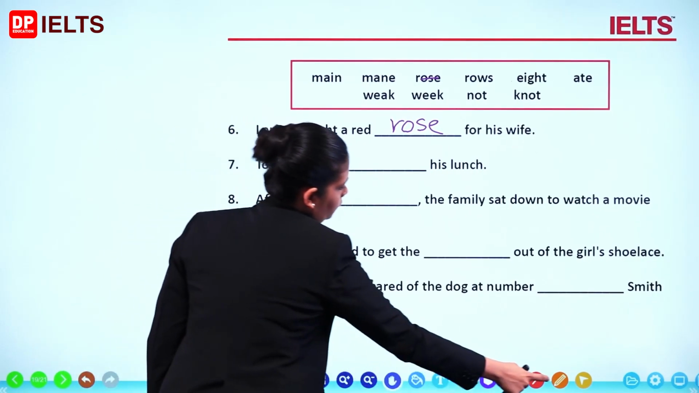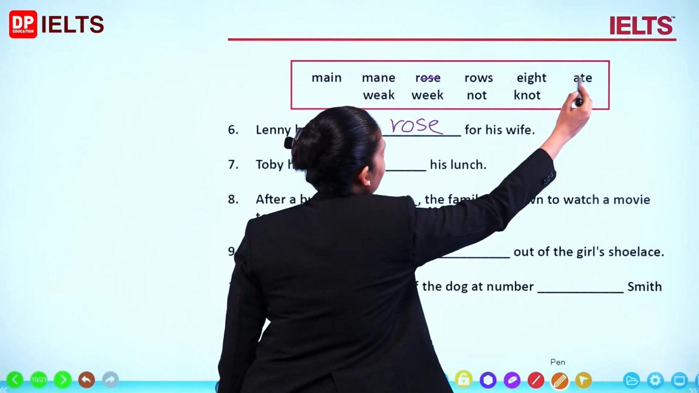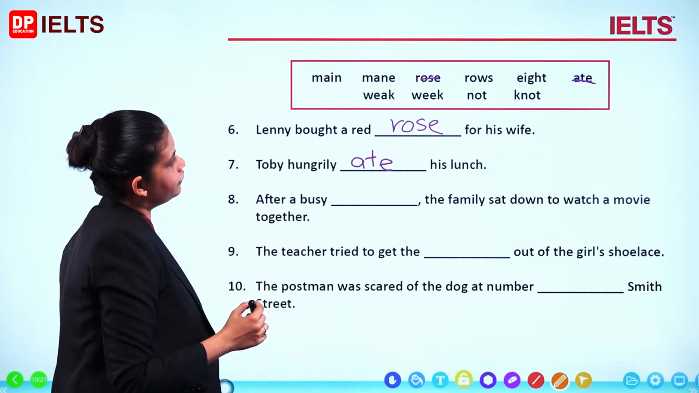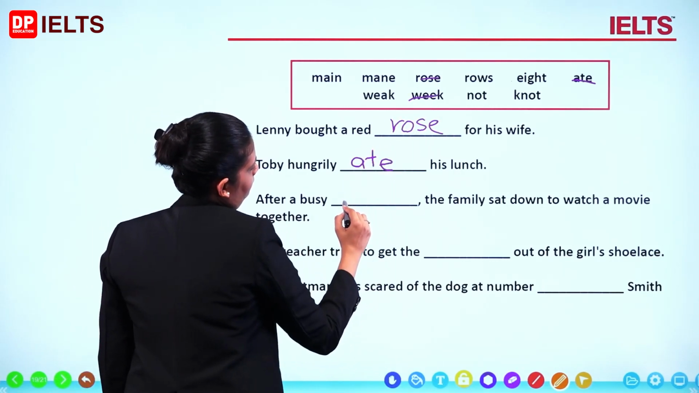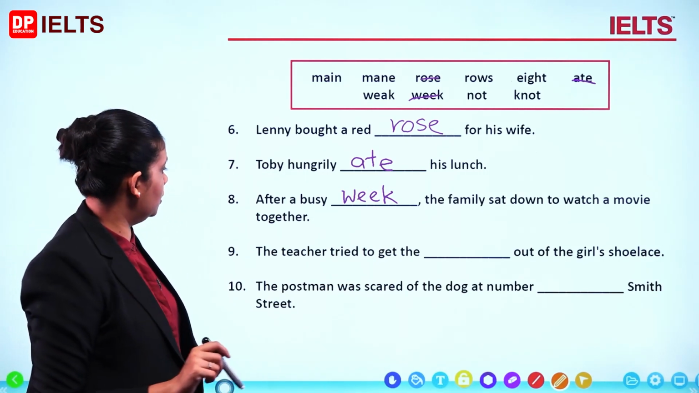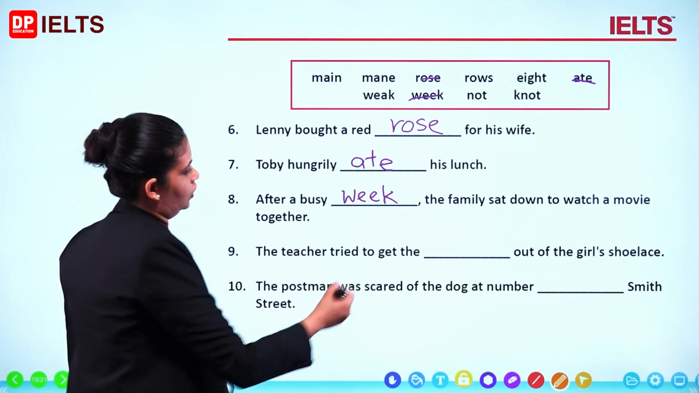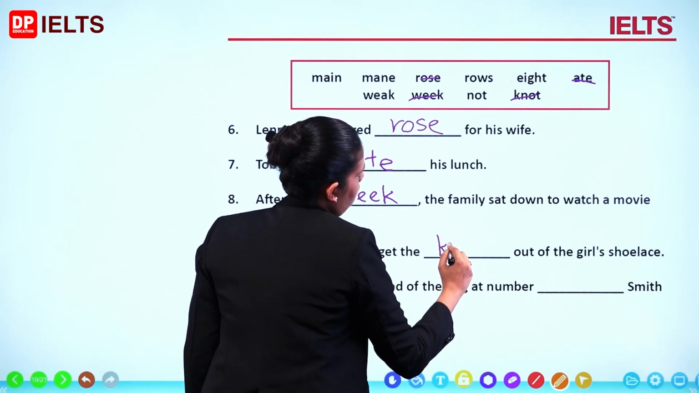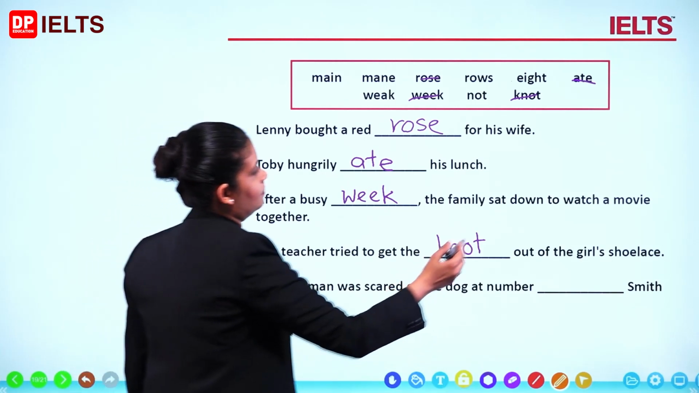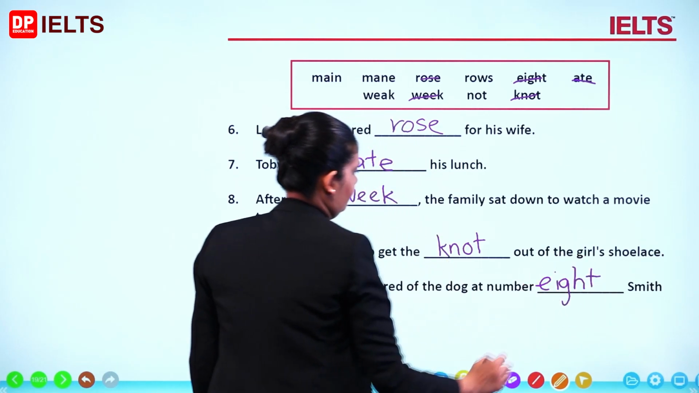Okay, so just let me move this so that you can see it clearly. Toby hungrily ate his lunch. After a busy week, the family sat down to watch a movie together. The teacher tried to get the knot out of the girl's shoelace. The postman was scared of the dog at number 8, Smith Street. Okay.